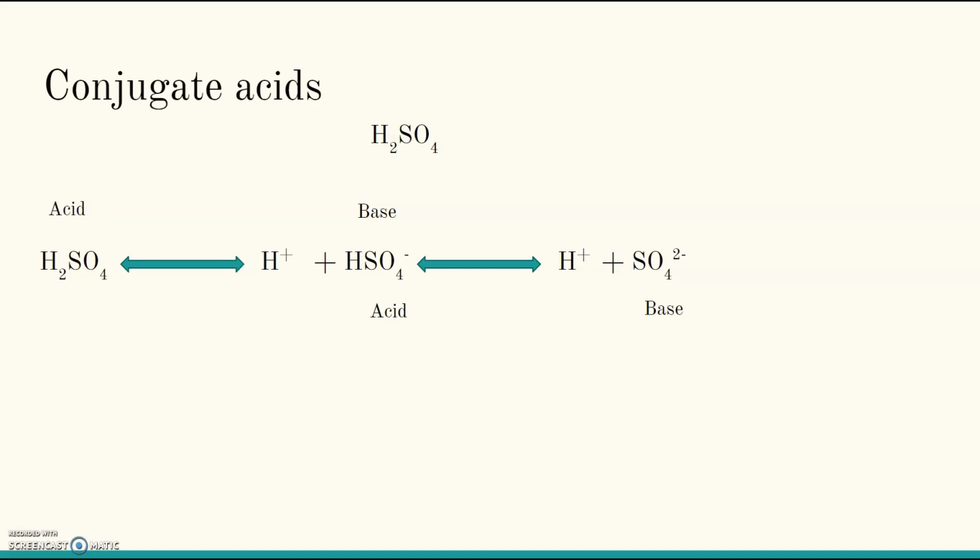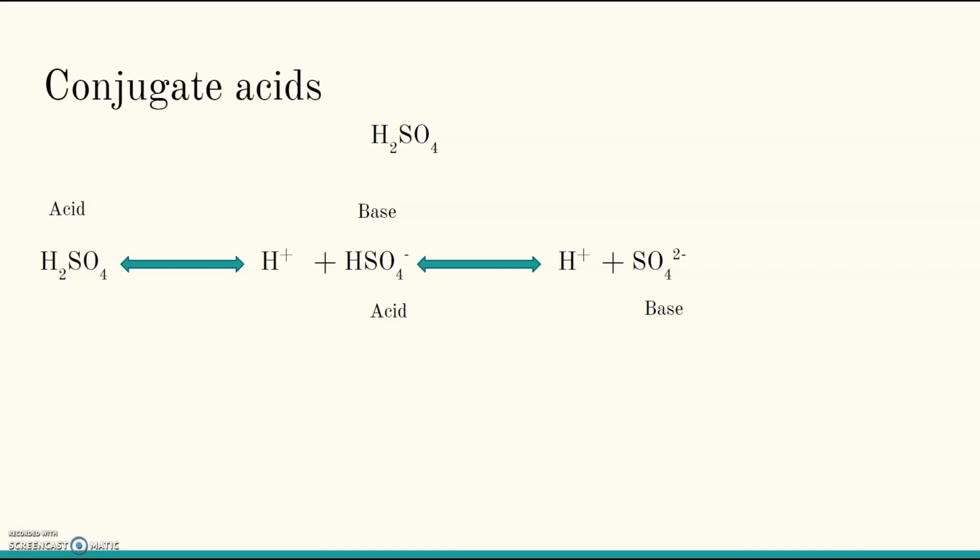And it'll also make the conjugate base for H2SO4, which is HSO4 minus. So in this case, the acid is H2SO4, which is known as sulfuric acid, and the base is HSO4 minus. So the conjugate base and the conjugate acid to that base, those are both conjugates of each other.